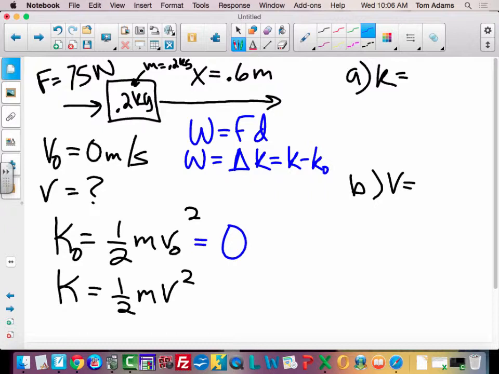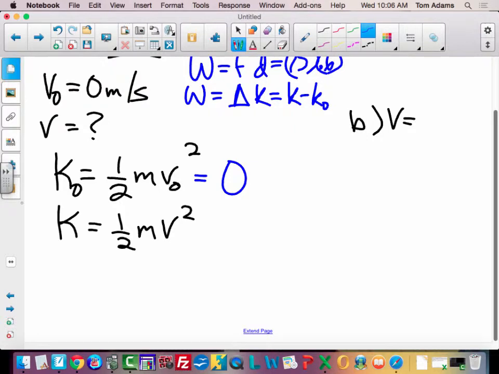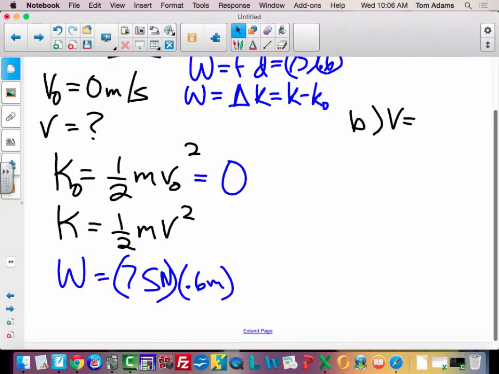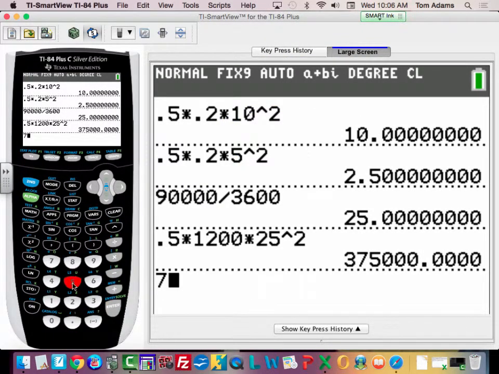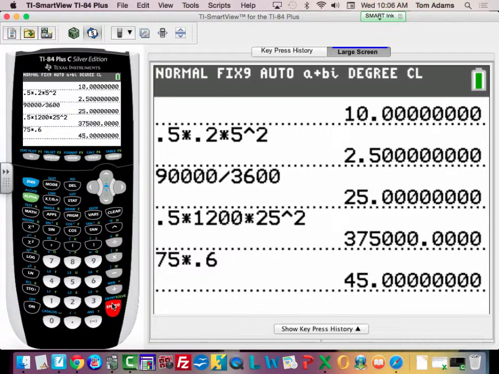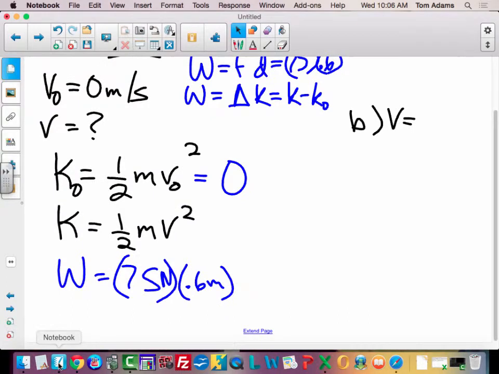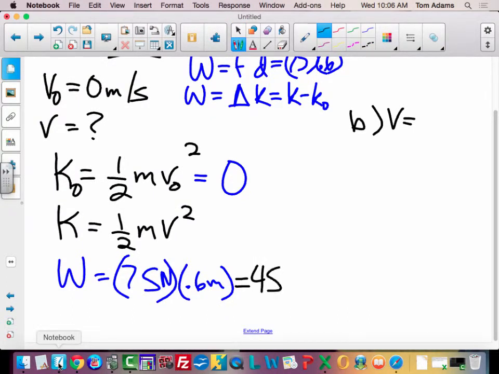Okay, so this is going to be hard. We've got to put on our thinking caps to keep track. First, let's figure out what the work is. Well, the force is 75 newtons times the displacement, which is 0.6. I'm going to run out of room here, so if I come over here, then my work is equal to 75 newtons times 0.6 meters. If I plug that in my calculator, 75 times 0.6, we get 45. Good. So my work is 45 joules. I know that it's joules because I had newton meters, and that's what joules are.